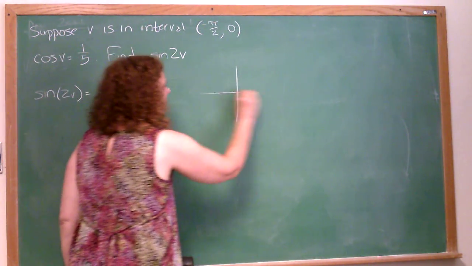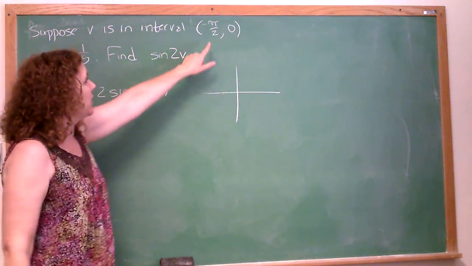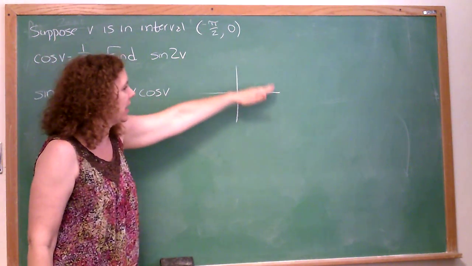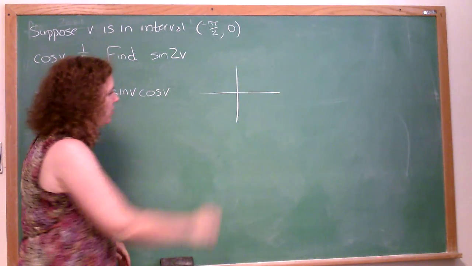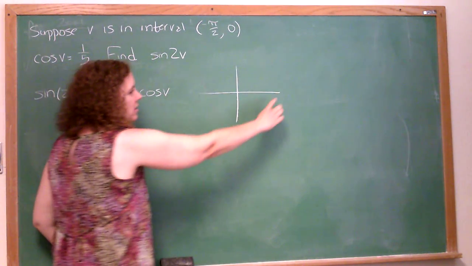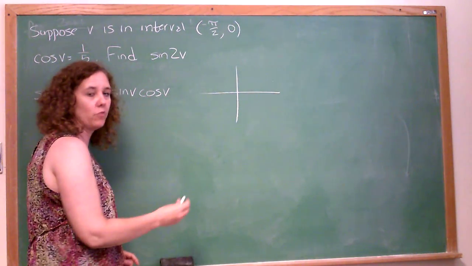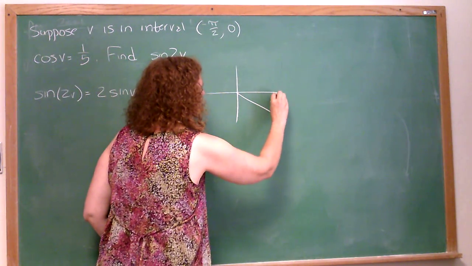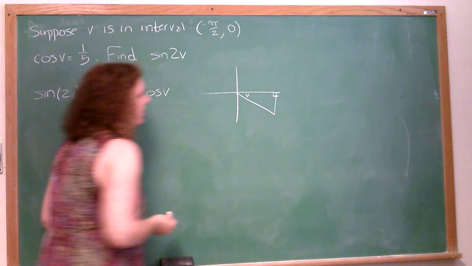We draw an X and Y axis. So it tells me that V is in the interval negative pi over 2 to 0. Remember, your negative angles go this way. So negative pi over 2 is here. 0 is here. That means my angle V is in the 4th quadrant. So I'll draw a triangle here. Put V down in the corner.